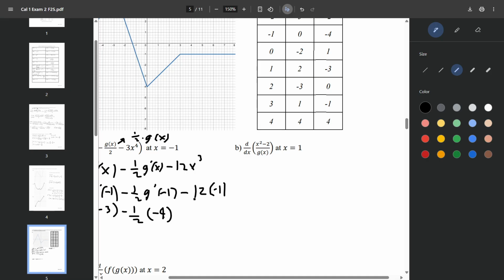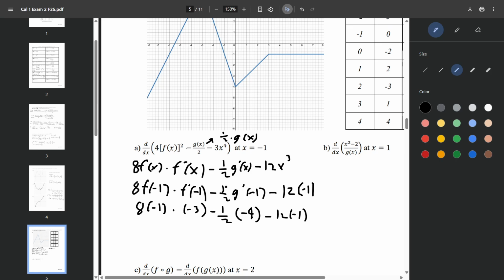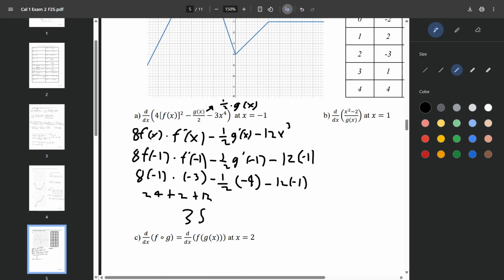And then for the 12x cubed at -1, we do it like that because we just need to plug in the value at x. So all these together are going to be 24 plus 2 plus 12, which equals 38.